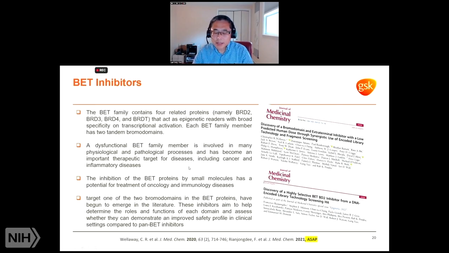In addition to inhibiting both domains, more recently, targeting one of the 2 bromodomains has begun to emerge in the literature. And these inhibitors may help to determine the role and function of each domain, and may help assess if we can improve the therapeutic index for the BET inhibitors. So the first example is on the pan-BET inhibitor. The second one is on the BD2-specific inhibitor.